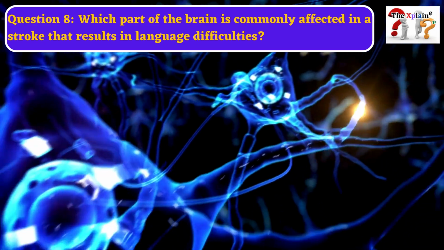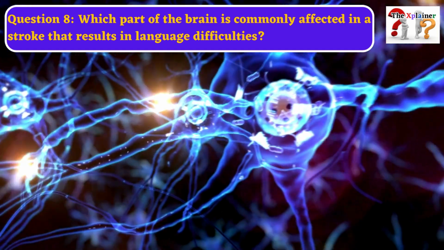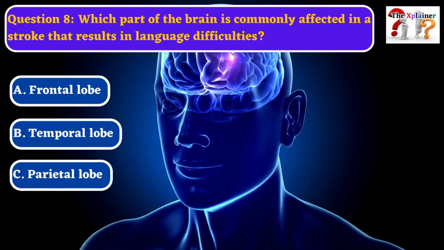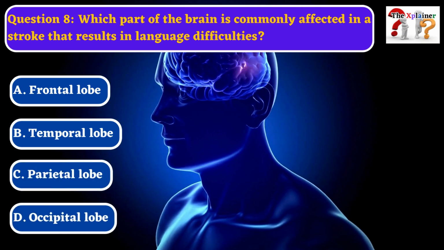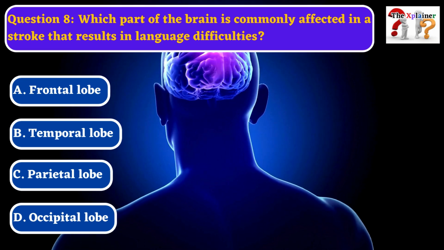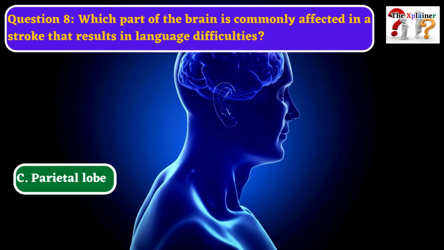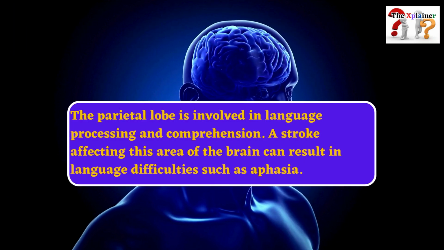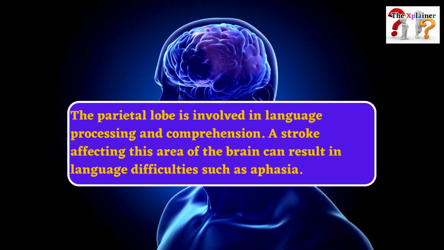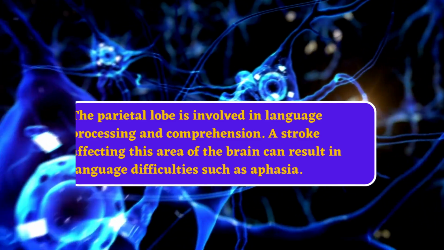Question 8. Which part of the brain is commonly affected in a stroke that results in language difficulties? A. Frontal lobe, B. Temporal lobe, C. Parietal lobe, D. Occipital lobe? The answer is C. Parietal lobe. The parietal lobe is involved in language processing and comprehension. A stroke affecting this area of the brain can result in language difficulties such as aphasia.